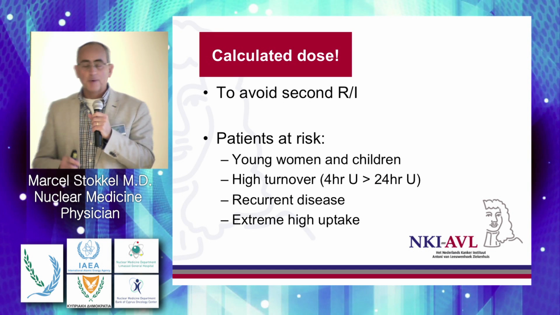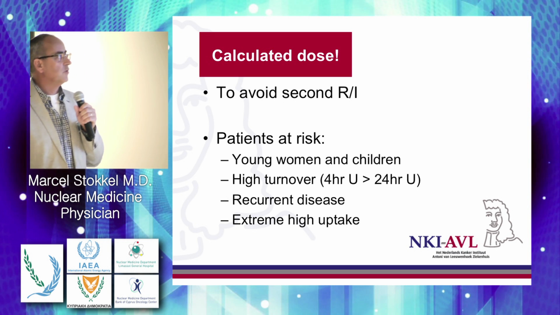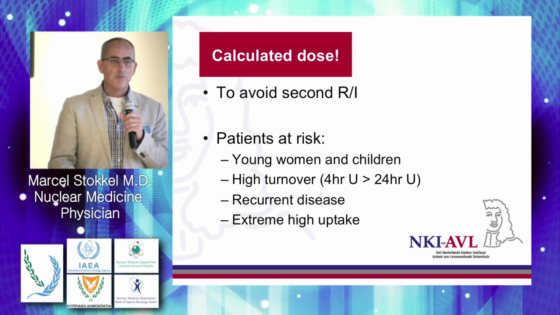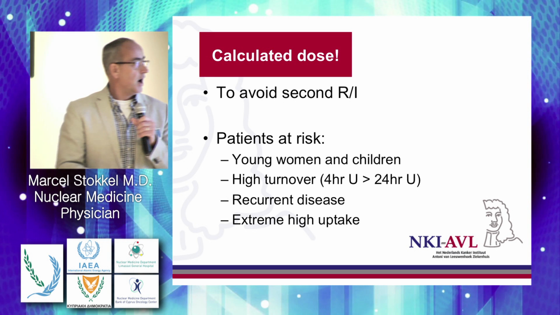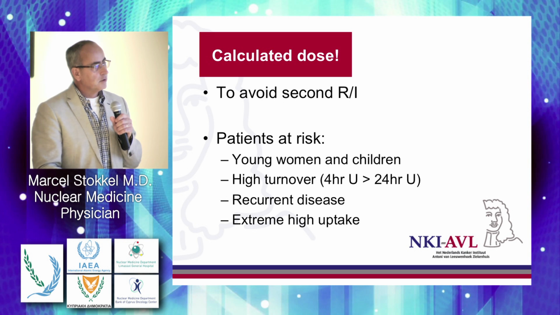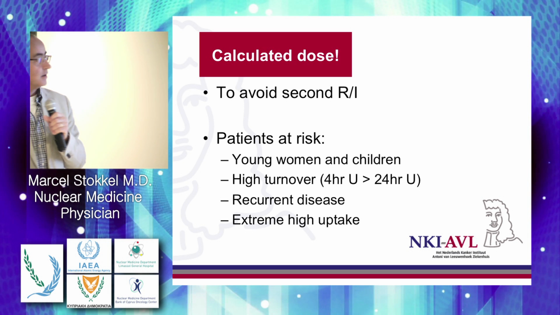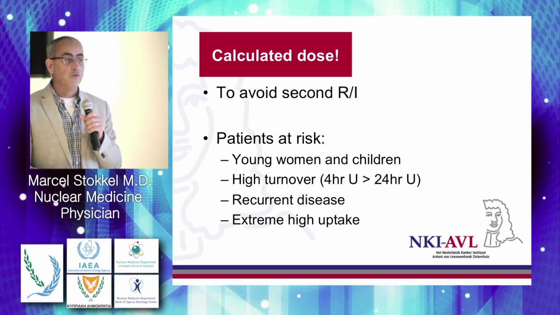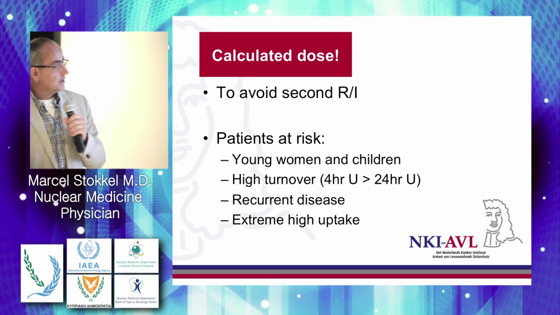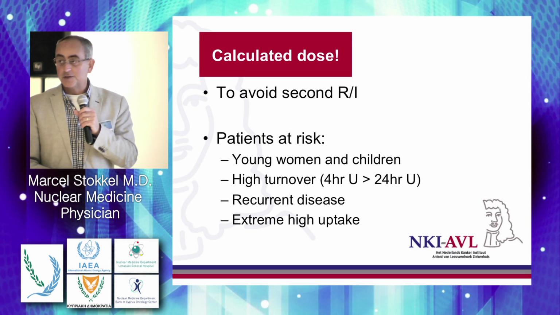Now, when should we apply a calculated dose? One of the most important things is that you want to avoid a second treatment with radioiodine. If there is an indication for that, a woman wants to become pregnant, you're dealing with children or whatever, I think that there is really a reason to use a calculated dose. But also, what happens in high turnover patients when the uptake at 4 hours is much higher than after 24 hours? We know that the risk of failure is higher than when it's vice versa. And you have no idea what's going on if you do not do such measurements.